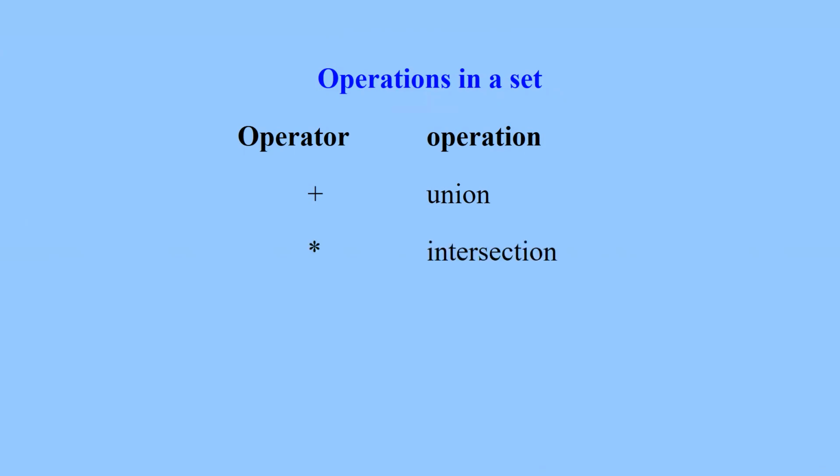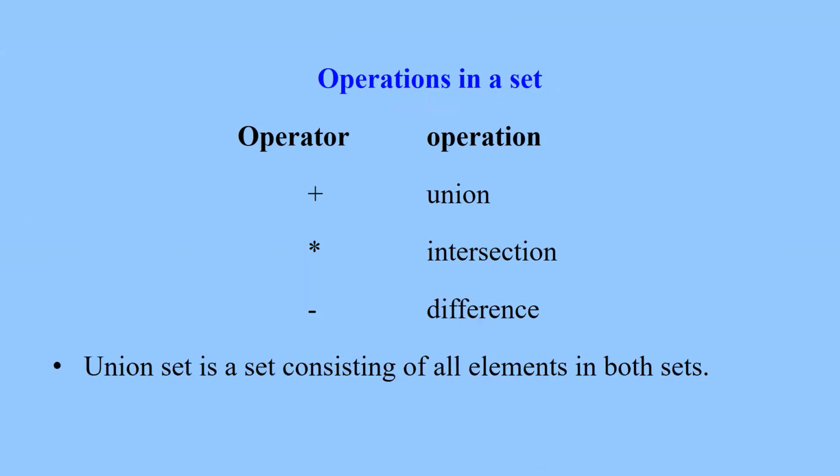Let's look at what we call operations in a set. So we have the following operations being performed by the following operators. The first operator, the AND operator, the operation is union, so we call it a union operator. Then we have an intersection operator. We have a difference operator.